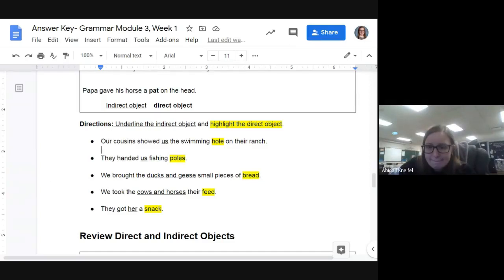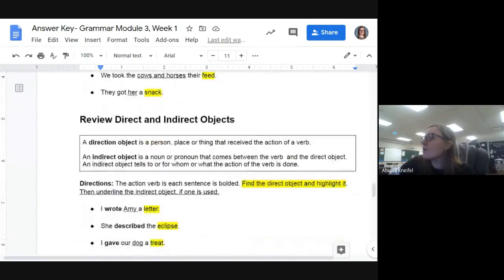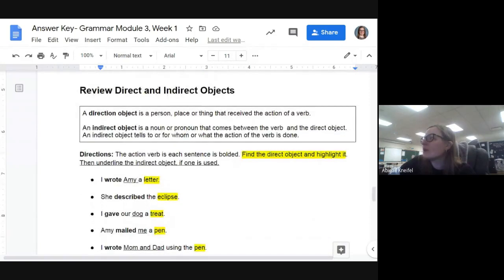The bottom part, we were just reviewing the exact same things we've been doing, except this time, I already had the verb bolded for you. So you didn't even have to find the verb. You just had to find the direct object and the indirect object. So, I wrote Amy a letter. Wrote is the verb. What was wrote? Letter. Who was it wrote to? Amy. Indirect object, Amy. Direct object, letter.